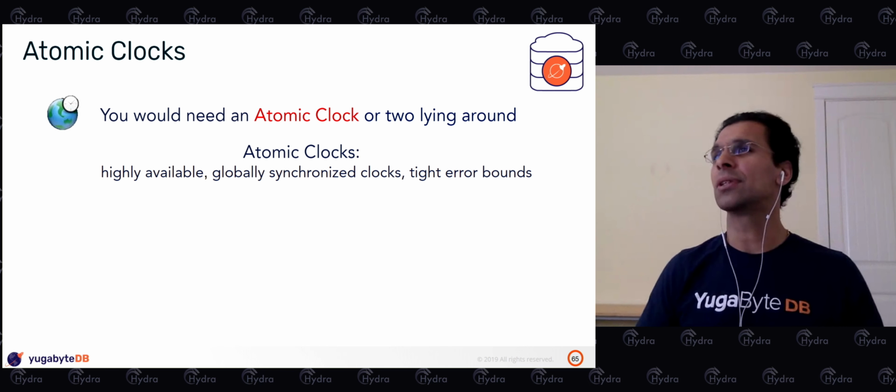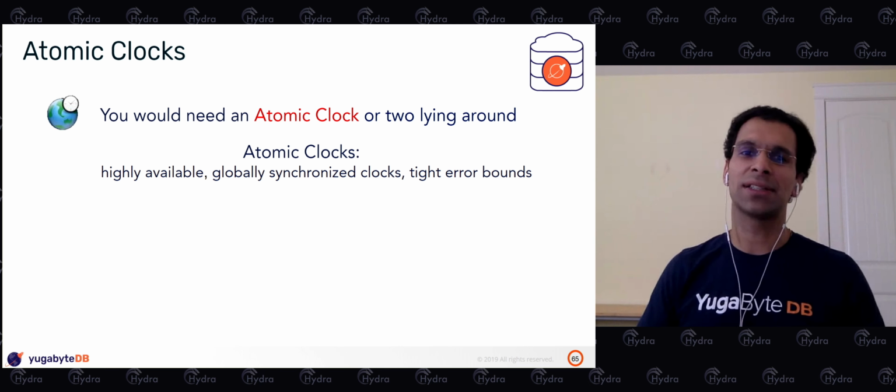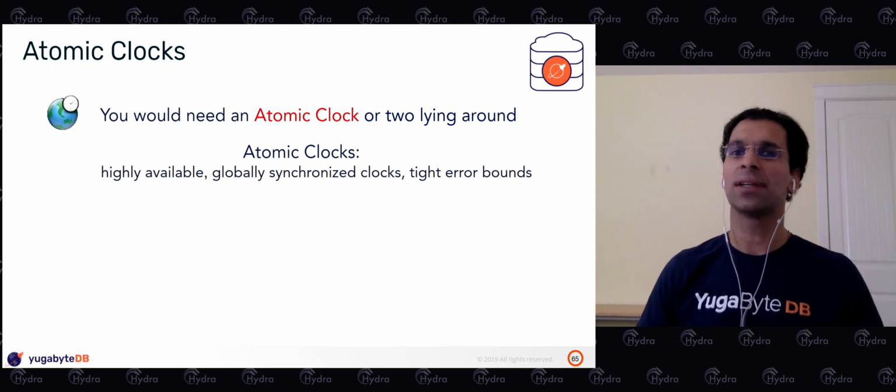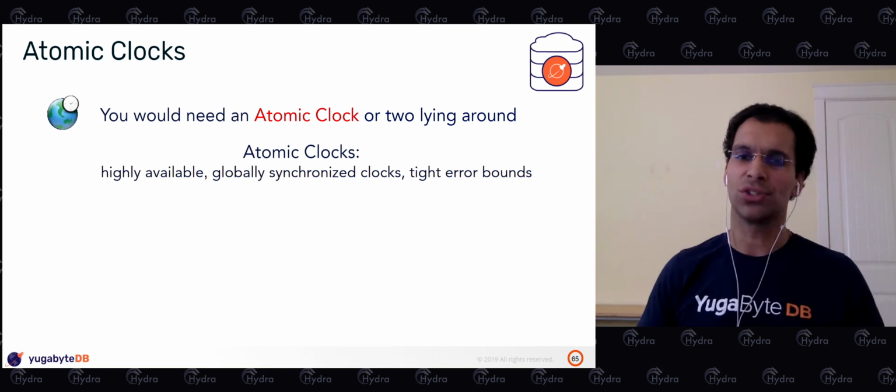Well, in the case of Google Spanner, if you're deriving motivation from there, they tell you, hey, you need a couple of atomic clocks, just stick them all over the place, and you're kind of done. But in reality, what do atomic clocks do?